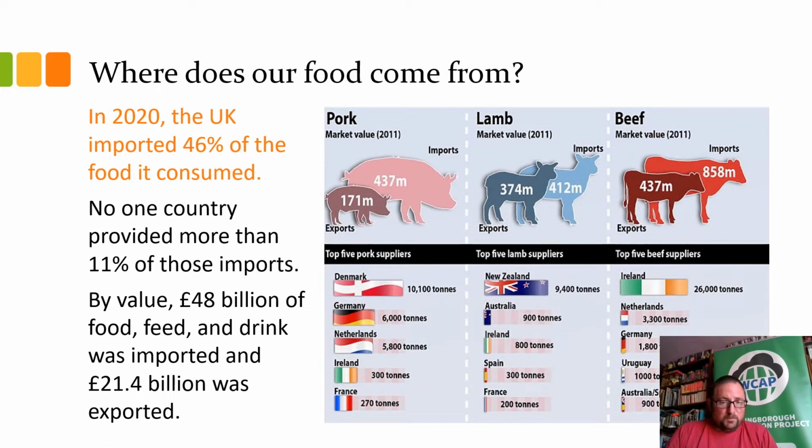Where does that food come from? Well, you may ask, why isn't the UK producing all of its food and thus cutting down on food miles? But in 2020, the UK imported 46% of the food it consumed. If you look at, for instance, the picture there and look at lamb, we're roughly equivalent. We produce the amount that we consume, but we export 374 million, and we import slightly more, 412 million. No one country provided more than 11% of those imports, and by value 48 billion of the food, feed and drink was imported and 21.4 billion was exported.